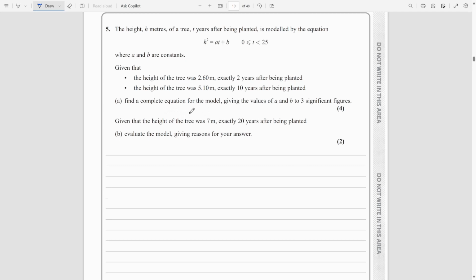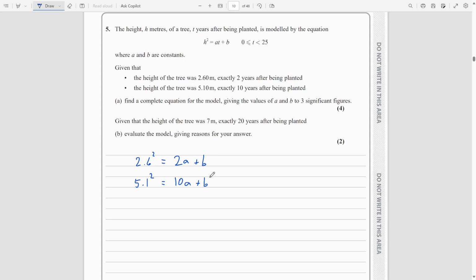Okay. So what we'll need to do here is basically sub the values we have into the equation and use that to find a and b. So when I sub the information in, I get h, which is 2.6 squared, equals a times t. t is 2 here, so that's 2a plus b. And then 5.1 squared is going to be 10a plus b.